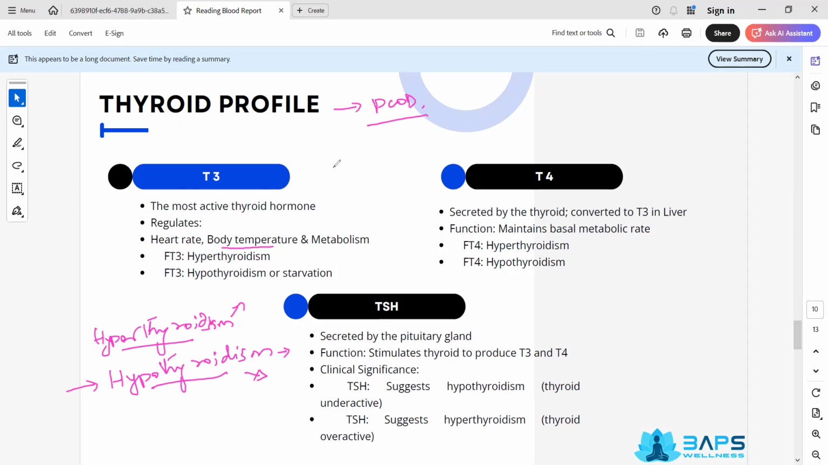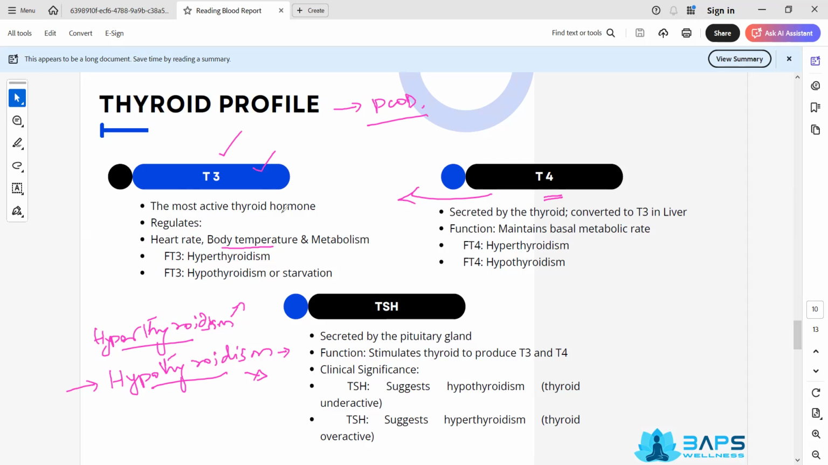So the thyroid gland secretes T3 and T4. T3 is more functional. T4 is the one which is afterwards deiodinated. This is thyroxine. This is triiodothyronine. That is the chemical name. So this T4 is converted into T3 and T3 is functional.